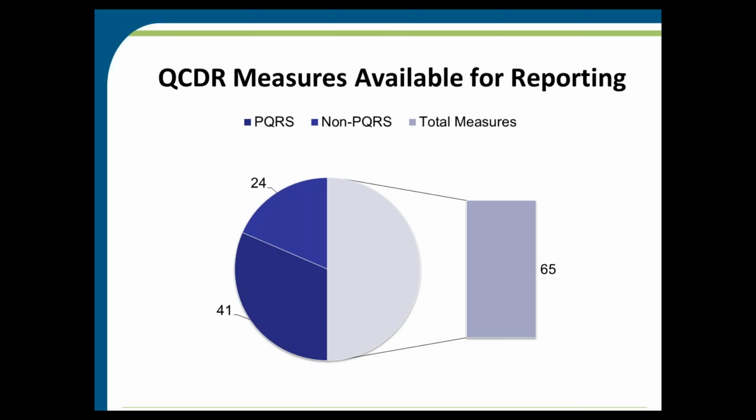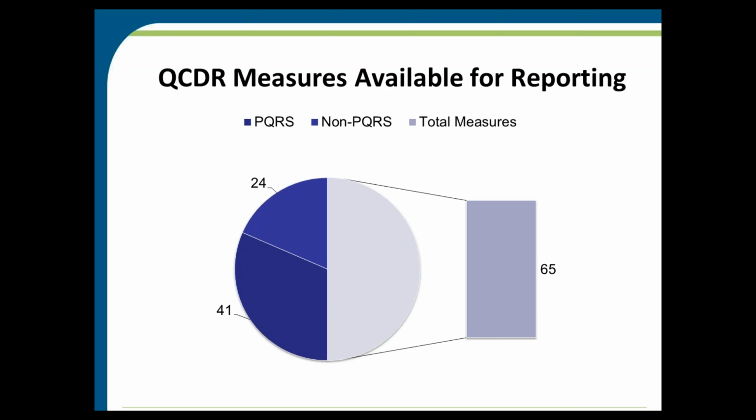So under QCDR, we have the opportunity to submit both PQRS and non-PQRS measures. Just to give you a quick snapshot of what we can support, we have about 65 measures that can be reportable through using a QCDR. 41 of those are available through the PQRS program, and those are the traditional PQRS measures that have been in existence since 2007.